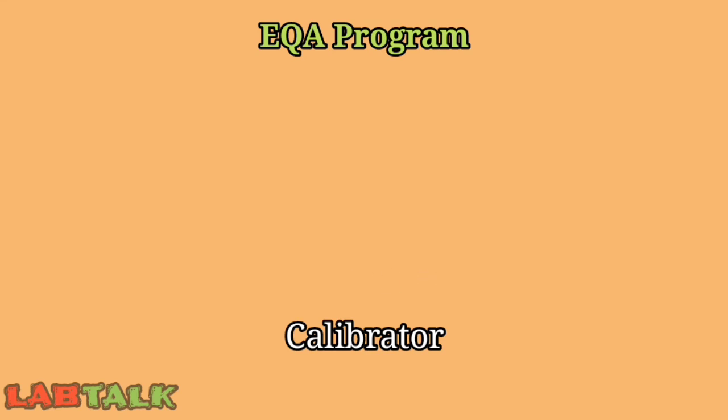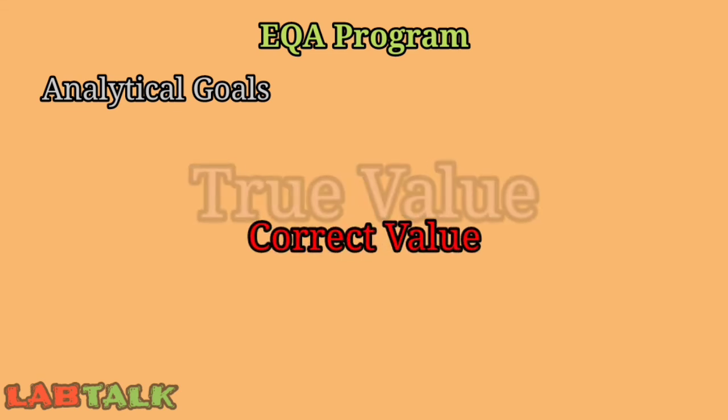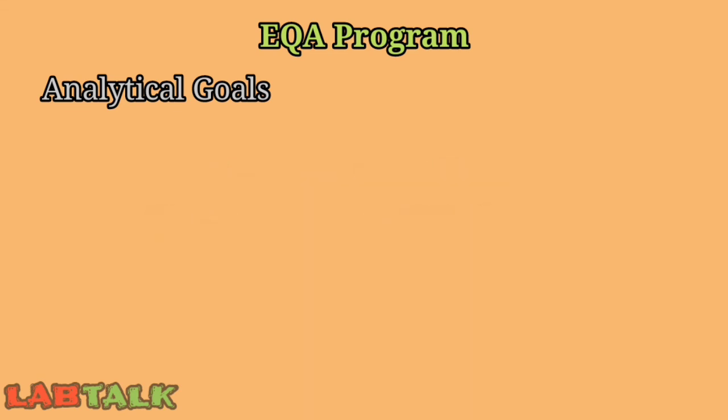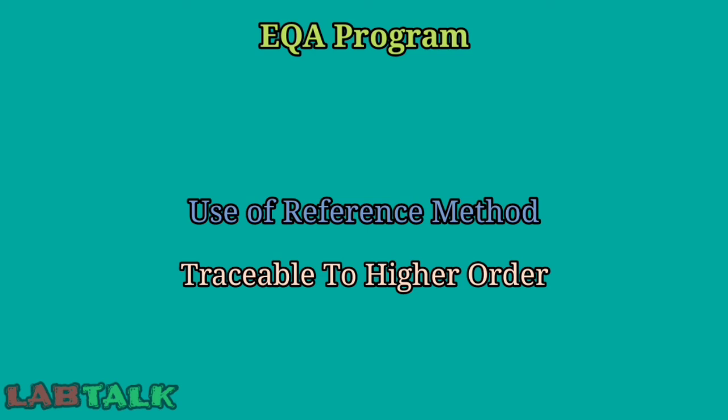The next important point is the EQA program's analytical goals. The EQA agency should be able to define the right value, the true value, and the correct value of the analyte. As we know, EQA is a measure of accuracy. It should be able to define a target value. It should be a correct value, and EQA material should be assayed by a reference method, by a reference laboratory, and higher order, traceable to the higher order method and to the secondary reference calibrator.